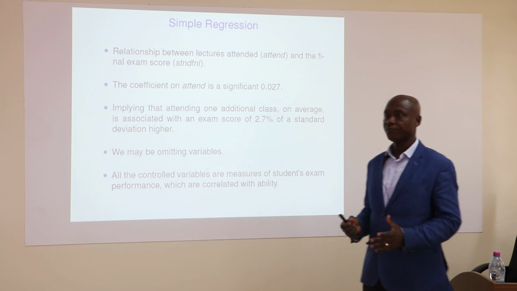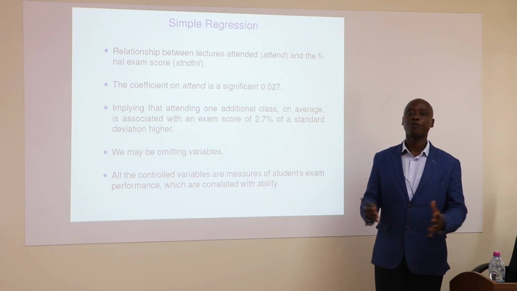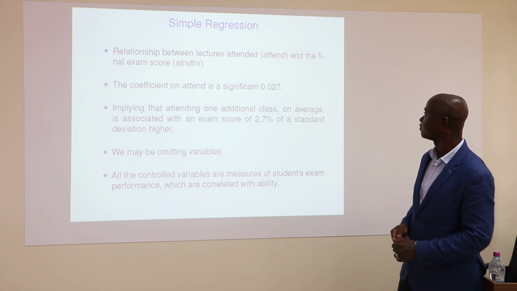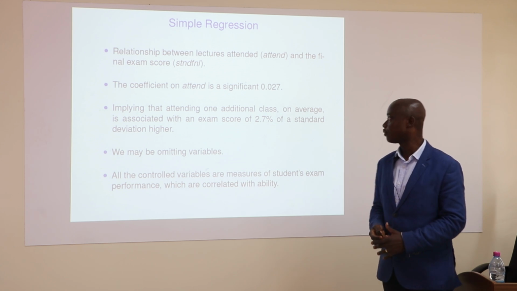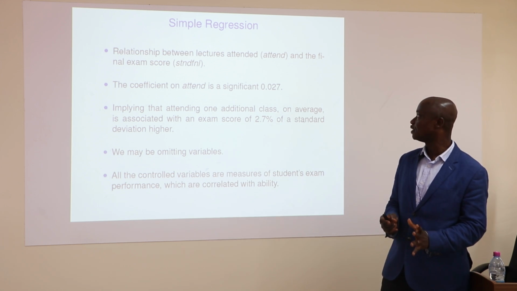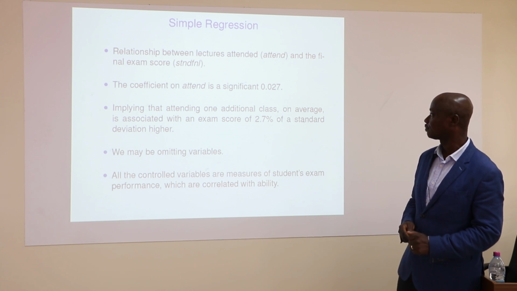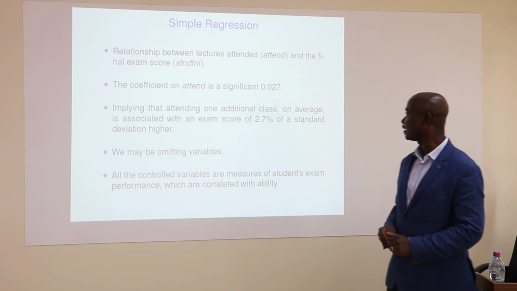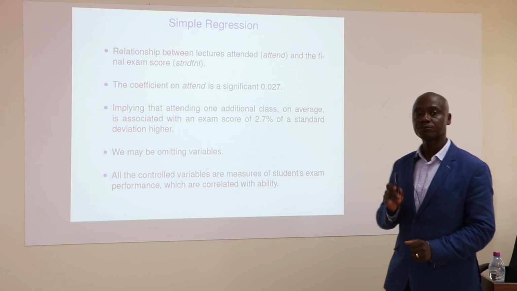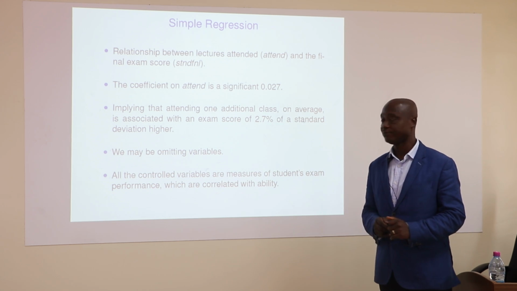First, we start with a simple regression by looking at the relationship between the number of lectures attended and the standardized final exam score. Using the regression that we have done, we can see that the coefficient on attendance in the simple regression is 0.027. By implication, attending one additional class on average is associated with an exam score of 2.7% of a standard deviation higher.